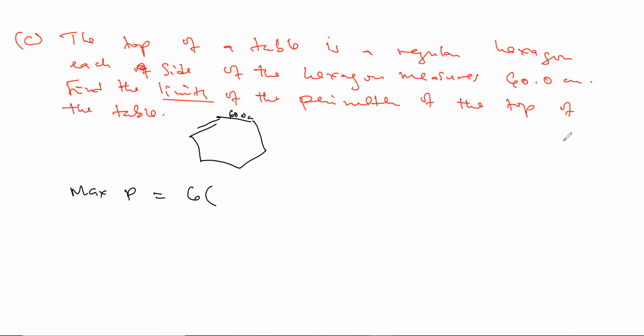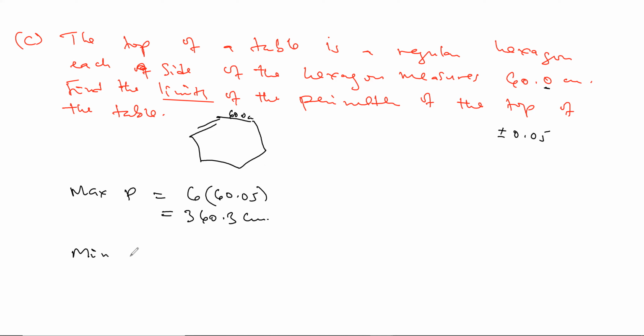60.0 has an absolute error of plus or minus 0.05. This 0 is still a value, so it involves the error. So the maximum will be 60.05. And if you work that out, you should be able to get 360.3 centimeters.